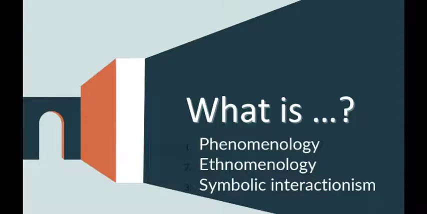Symbolic interactionism has three basic postulates. One, human beings act toward things on the basis of the meanings they have for them. Two, attribution of meaning to objects through symbols is a continuous process. Three, the process takes place in a social context.